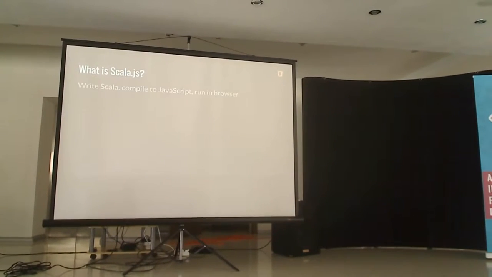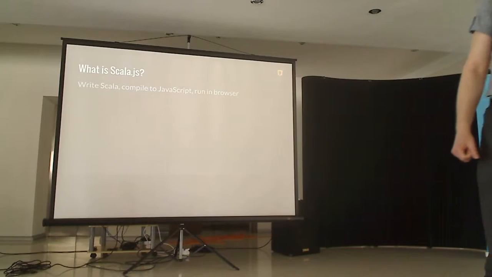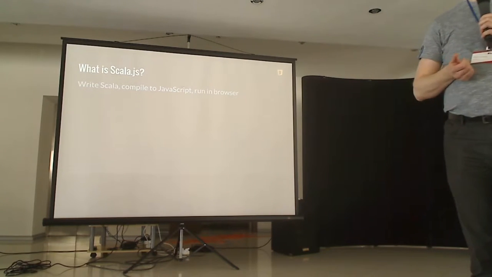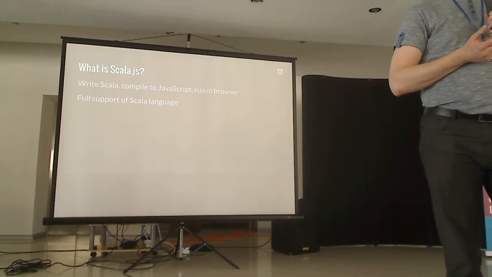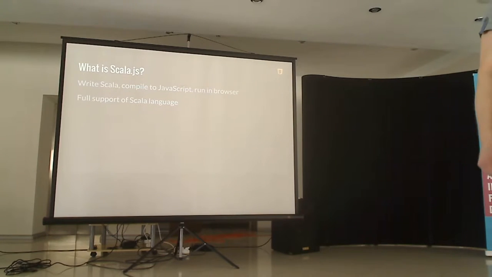So what is Scala.js? It's basically a compiler. You write Scala just like you would normally, and then you compile it to JavaScript, which you can then run in the browser. It has full support of the Scala language because it's actually using the same Scala compiler as you would use when compiling for the JVM. It just outputs, instead of bytecode, JavaScript. So you get all the same benefits of the Scala language as you would in other environments.